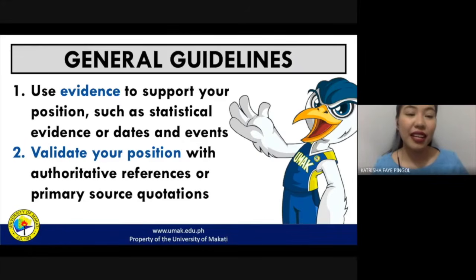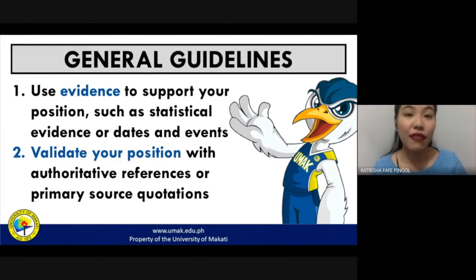The next guideline is validating your own position. Now, how do you validate your own position? You can actually include authoritative references or even primary source quotations. So, what do we mean by that? You can use hedging in terms of stating some facts or some pieces of evidence to support your position. Take, for example, if you are going to write a position paper about getting vaccinated with a COVID-19 vaccine.